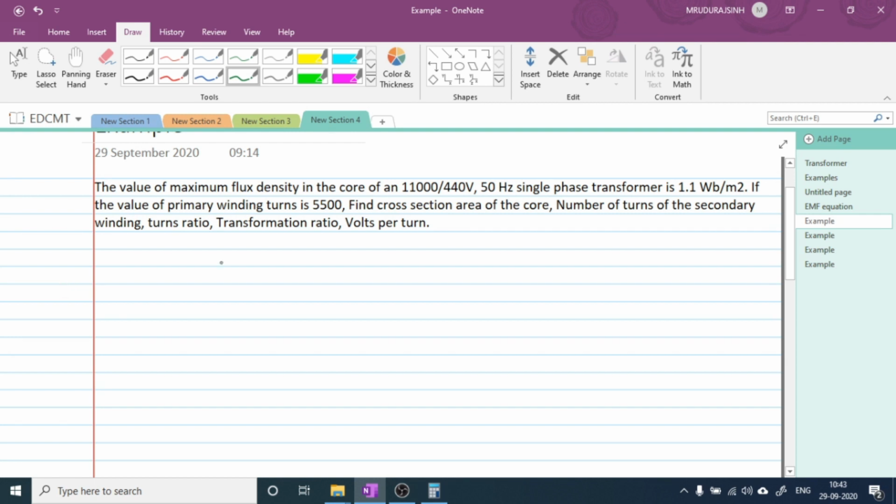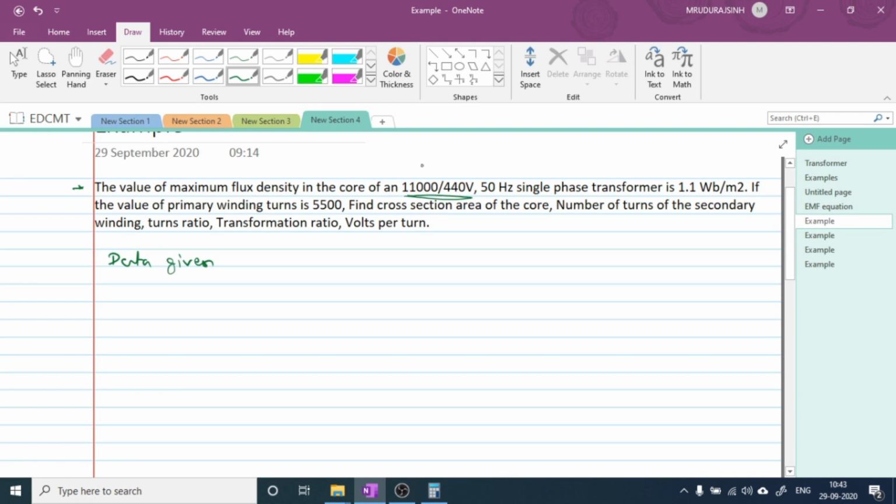So this is our example number 3. Let's start with the data given. The value of maximum flux density in the core of an 11,000 by 440 volt, 50 hertz, single phase transformer. Again here a voltage ratio is given.